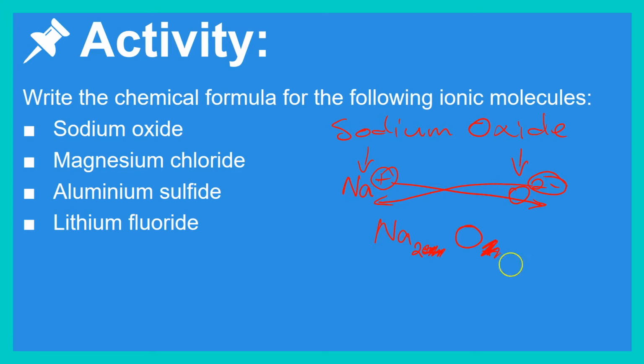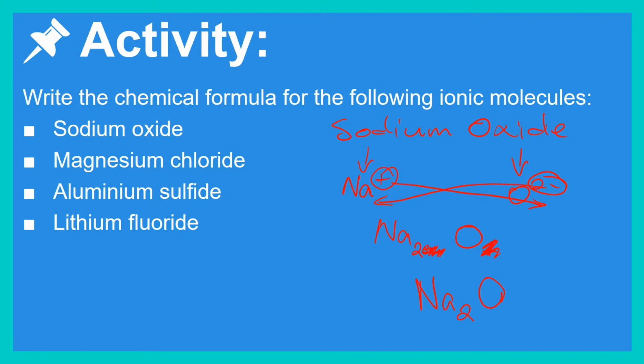Now what we want to think about is our bottom numbers. We've got a 2 and a 1, and those are as simple as things are going to get. We can't make them any simpler, so we don't need to change them, we don't need to reduce anything down. So we've got Na2O, and that would be our molecule.